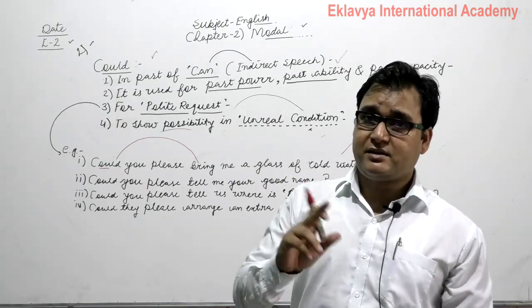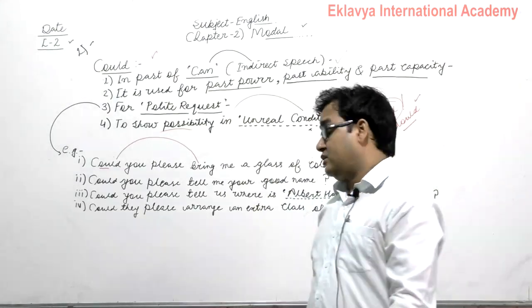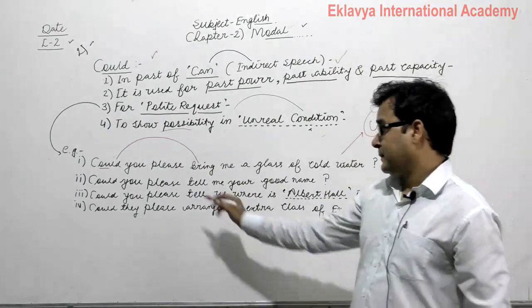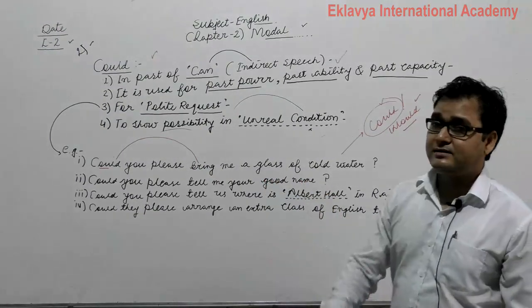Then you will express the message of politeness or polite request with the help of could. Okay, don't forget that English is a language. A language is a means of communication. Okay. Example number 2. Could you please tell me your good name? Could you please tell me your good name?